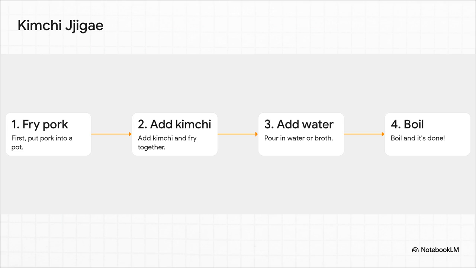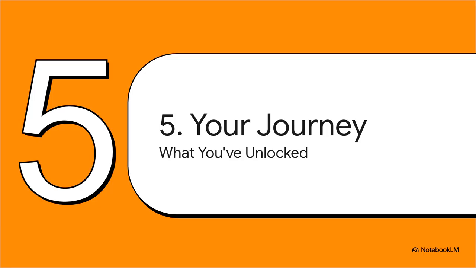Feeling a little hungry? Let's make some of this vocabulary delicious with kimchi jjigae. It sounds impressive, but it's incredibly simple. You fry some pork, add kimchi, pour in some water, and boil. All of a sudden, words for to fry or pot aren't just on some list, they're part of a recipe you can actually use.